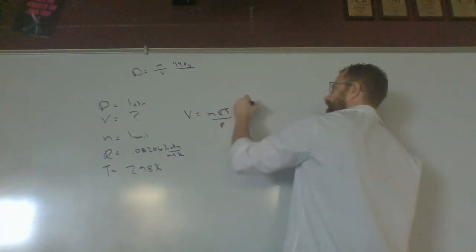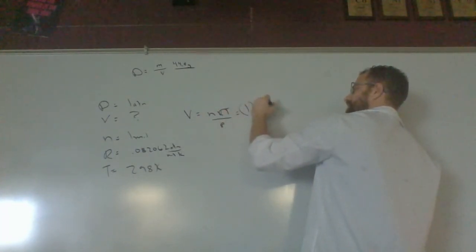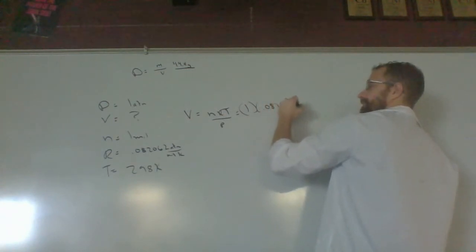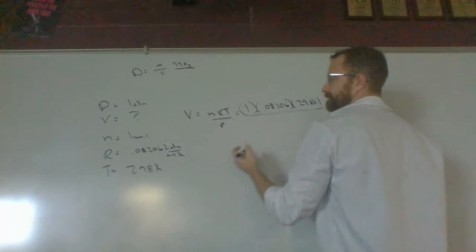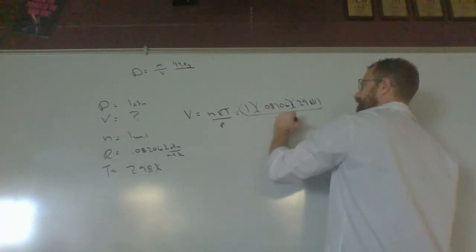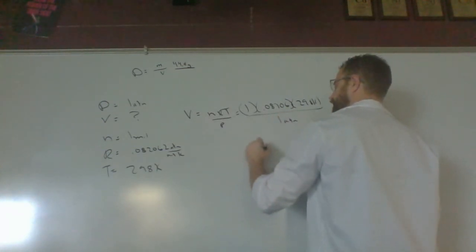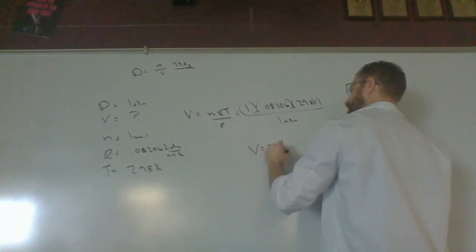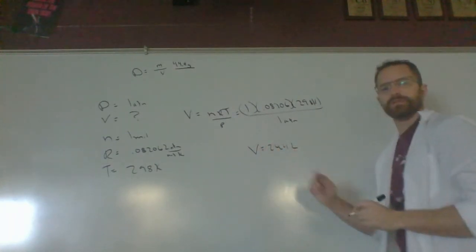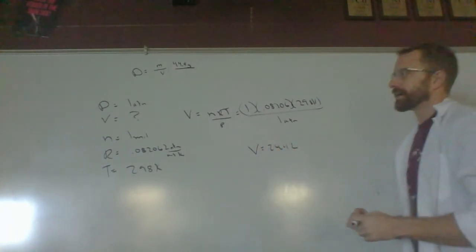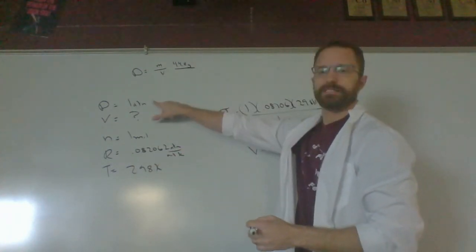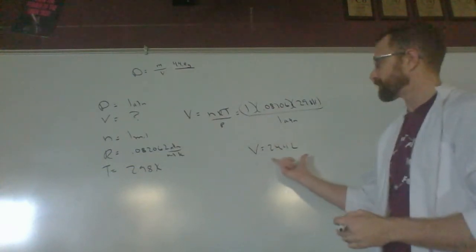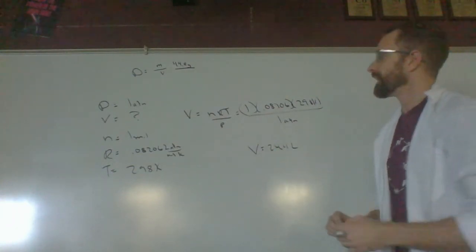So that's going to be 1. I'm going to skip units to save some time. 0.08206 times 298 Kelvin divided by 1 atmosphere. And that gives us a volume of 24.4 liters. Just a little bit more than the 22.4 we got at standard temperature and pressure, right? Because standard temperature would be 273 and standard pressure would be 1 atmosphere. So almost the same as that 22.4 conversion factor we had from earlier this year.